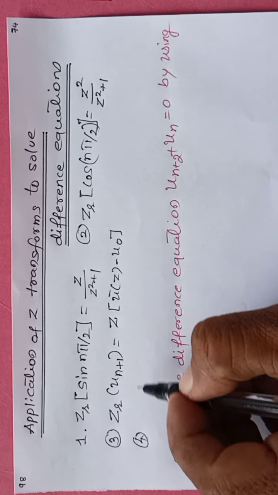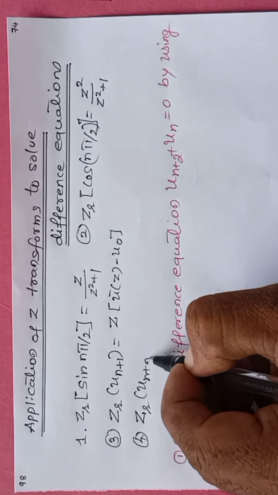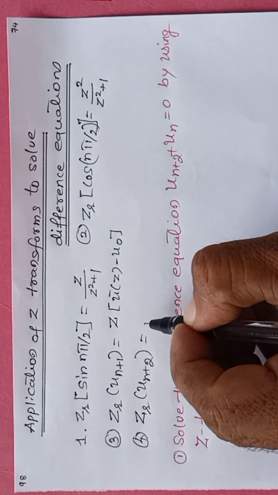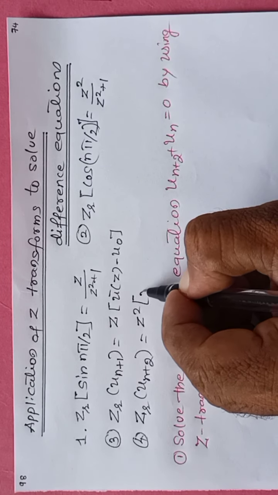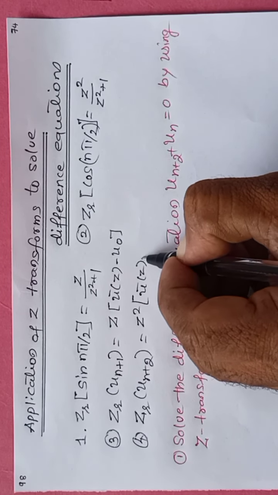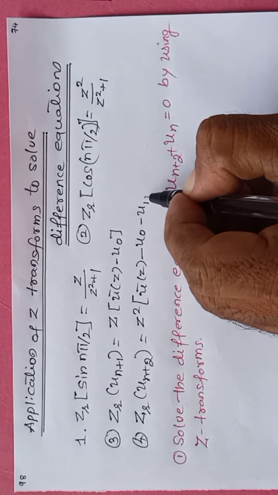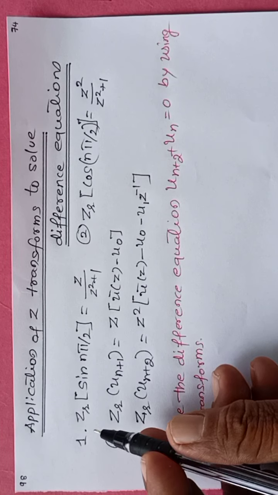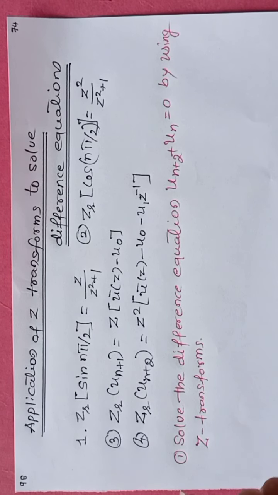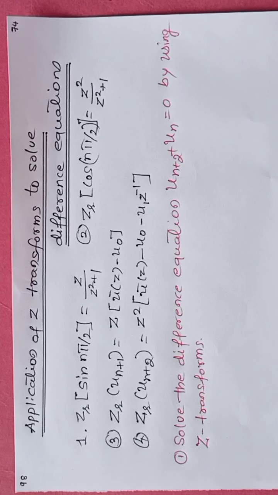And the last one, what is that? Z transform of u(n+2) is equal to, so definitely this time it is z square into the same u bar z minus u naught, and simply add u1 z inverse. So these 4 applications we are using to solve this difference equation. Other formulas we already have in session number 67, whatever we discussed.